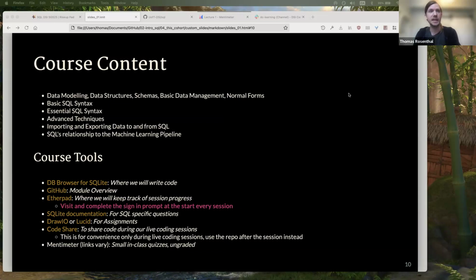We have the Etherpad, as I've said, visit and complete this. There's a little prompt at the start for each session. It's just nice for me to get to know everybody. I've linked the SQLite documentation.